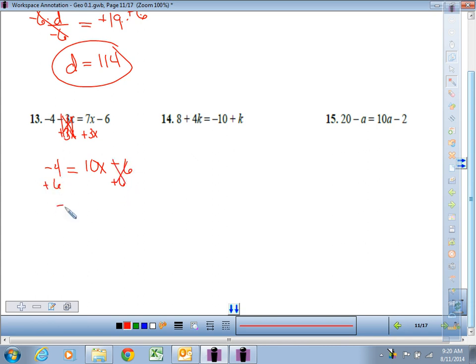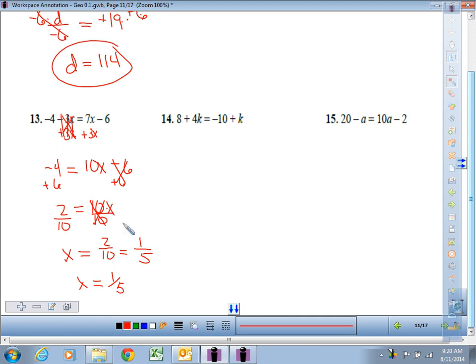Negative 4 plus 6 is 2. I still have that 10x on the right side. Now I need to get rid of that times 10, so I'm going to divide this by 10. Divide this by 10. So what I have is 2 over 10. Now, 2 over 10, you can divide that to calculate, but you don't need to. Just simplify that fraction. That is 1/5. So x equals 1/5.